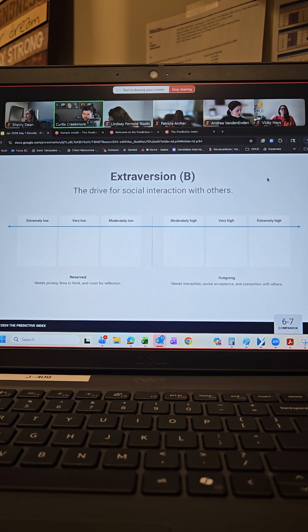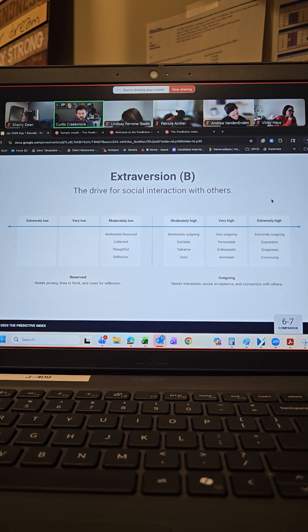Let's move on to extroversion. Extroversion is the drive for social interaction with others. So again, this is the people drive. People who are driven by their extroversion tend to be more outgoing. They need that connection with other people. They need interaction. So people who are moderately high for their extroversion are typically going to be moderately outgoing, sociable, talkative, open. The farther we go to the very high, they're going to be personable, enthusiastic, animated in their approach.